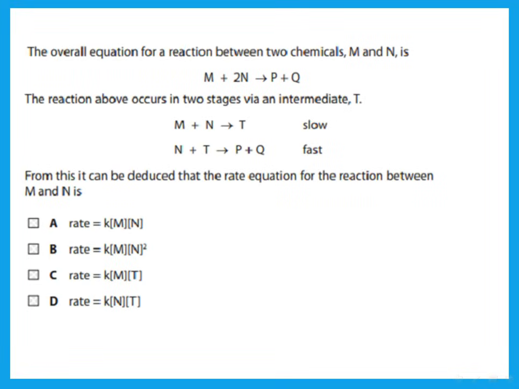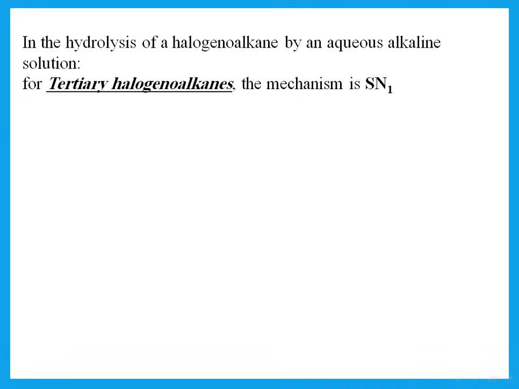And then if he says what is the rate equation, the rate equation we said has to include anything that is in the slow step or anything before that. So he's telling me that this reaction, M plus 2N, whatever, gives P plus Q, and this is the mechanism. M reacts with N first in a slow step. That means that the rate equation must include both M and N, and that means it is first order with respect to M and first order with respect to N. Okay.